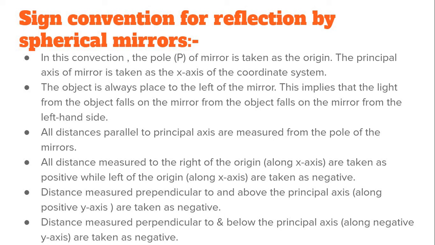All distances measured to the right of the origin are taken as positive, while those to the left of the origin are taken as negative. Distances measured perpendicular to and above the principal axis are taken as positive. Distances measured perpendicular to and below the principal axis are taken as negative. This sign convention for reflection by spherical mirrors is really useful when you do numericals, and in the next video I'll give you many numericals to solve.